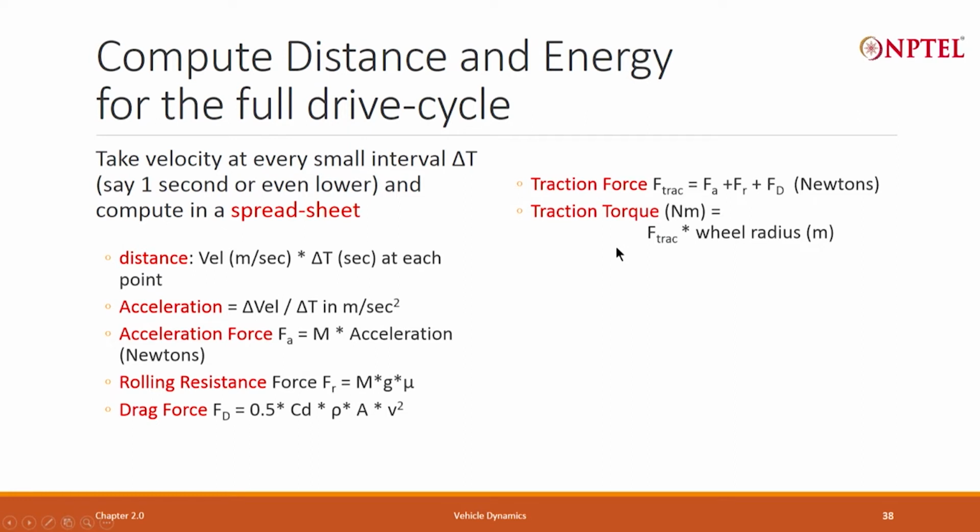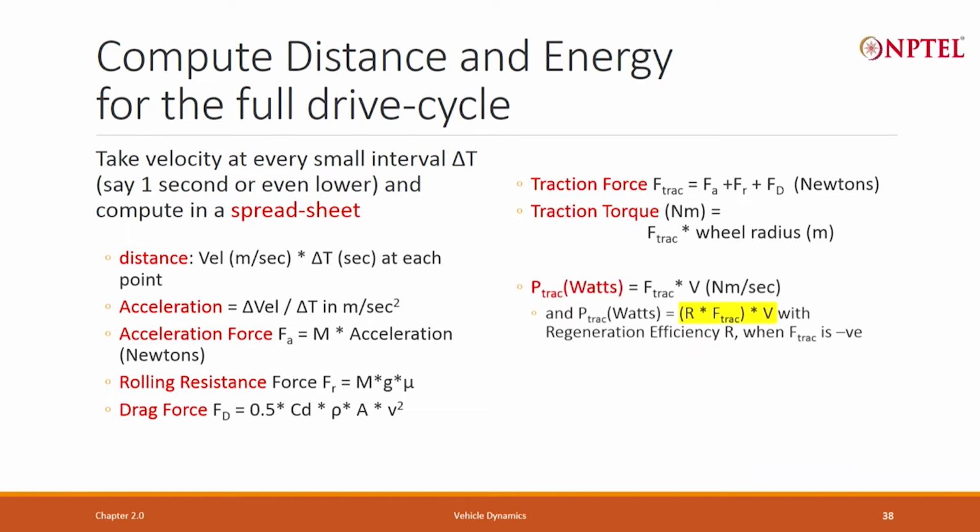total traction force. You also compute the traction torque. You know, the force multiplied by wheel radius. So, every second what is the torque that you require. So, you have data for every second for the traction force, you have the traction torque, you have the power consumed. It is force multiplied by velocity. So, you already have got the total traction force, you take the average velocity, multiply that, you get every second what is the power consumed.